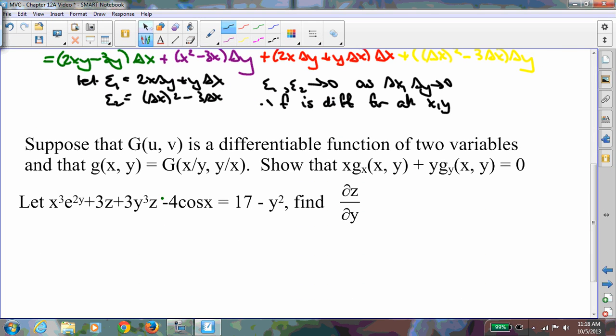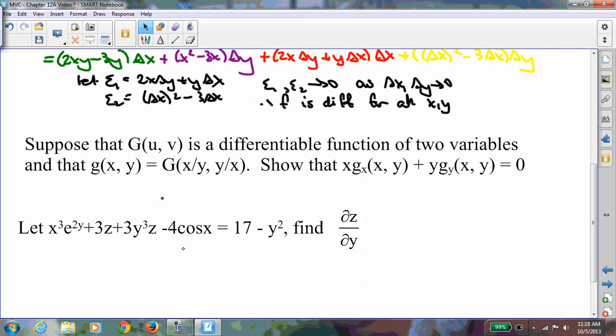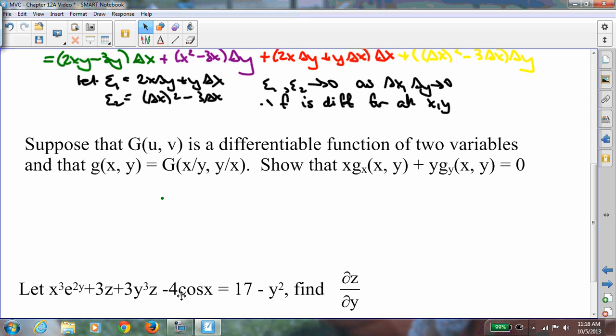Alright, we're going to look at two other problems here involving derivatives. So the first one I want to look at is: suppose that capital G is differentiable, and g of x, y is equal to this. I want to basically show this relationship has to be true. And this is where I want to demonstrate the chain rule. So let's start with the partial of lowercase g with respect to x.